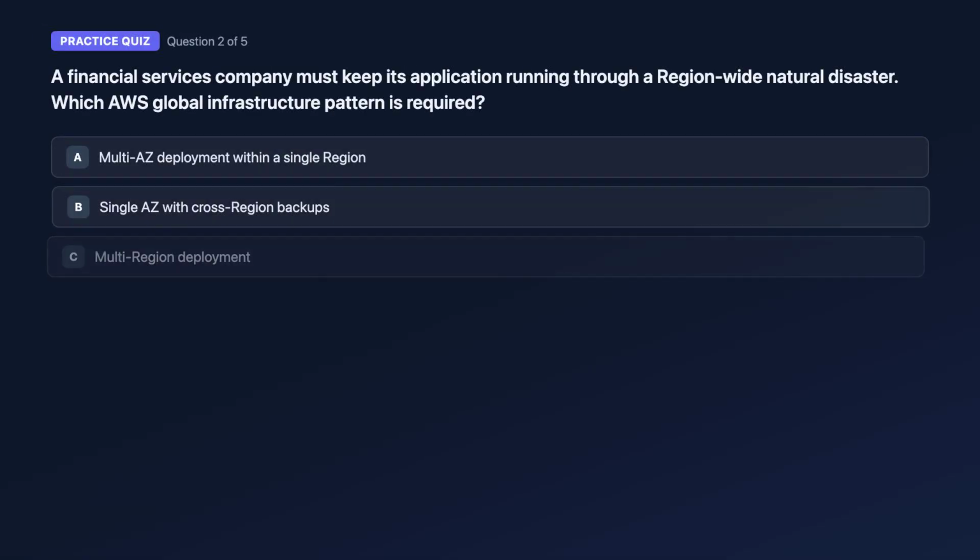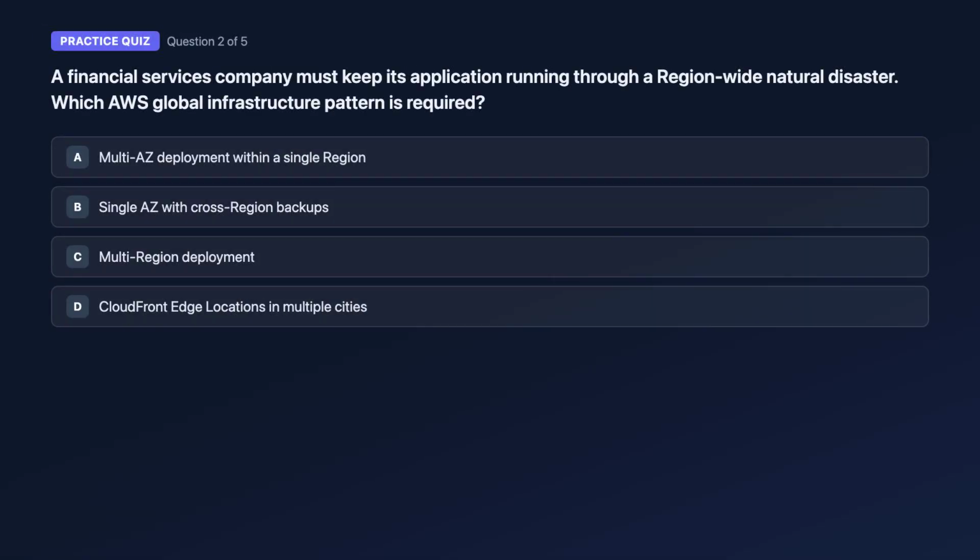Question 2. A financial services company must keep its application running through a region-wide natural disaster. Which Amazon Web Services global infrastructure pattern is required? A, multi-AZ deployment within a single region, B, single AZ with cross-region backups, C, multi-region deployment, or D, CloudFront edge locations in multiple cities. Think about which constraint matters most here.